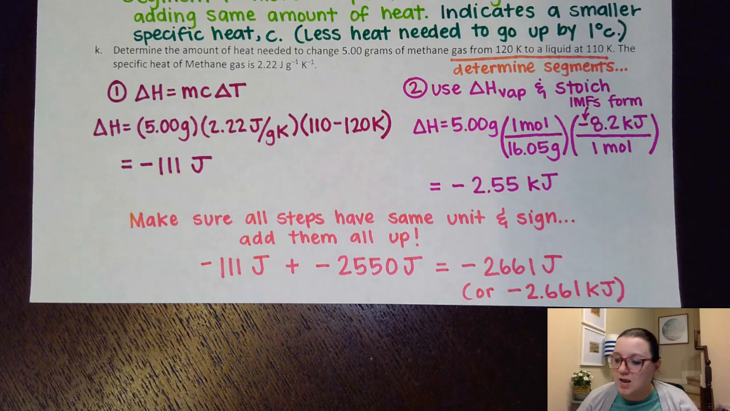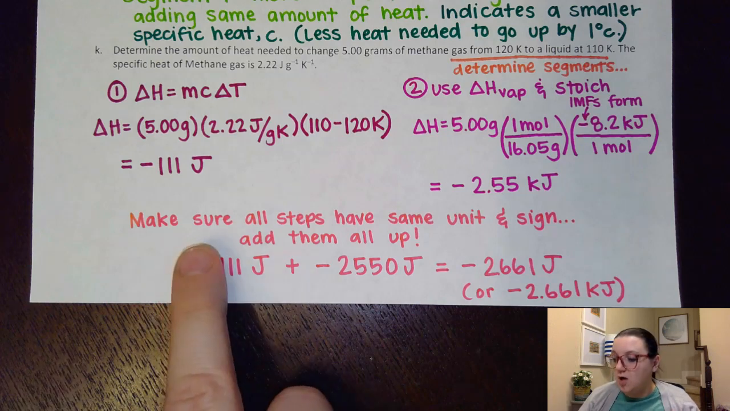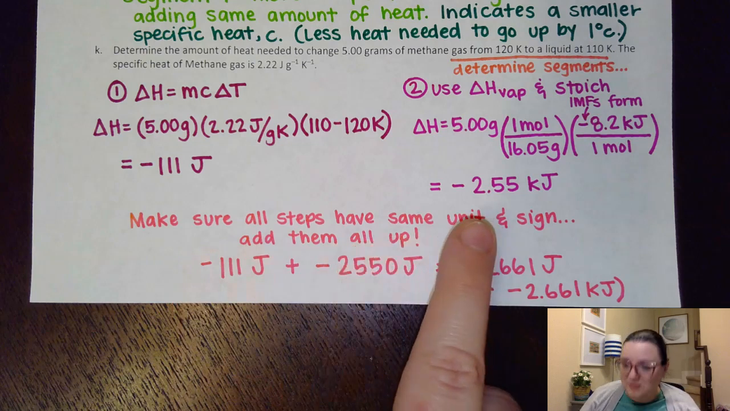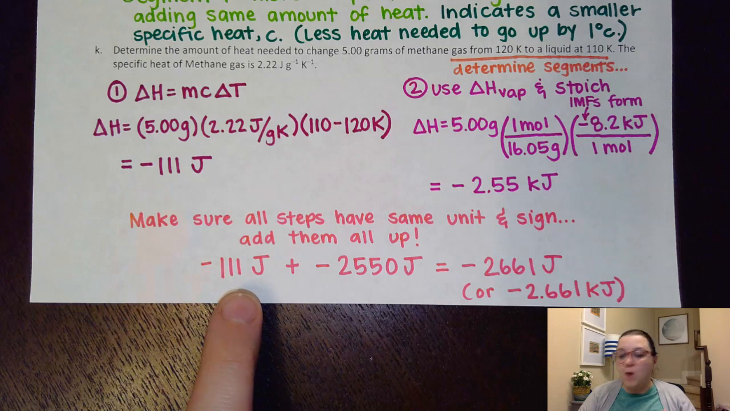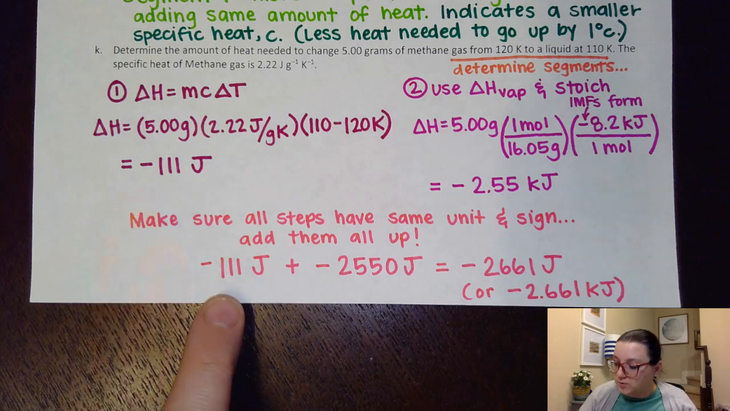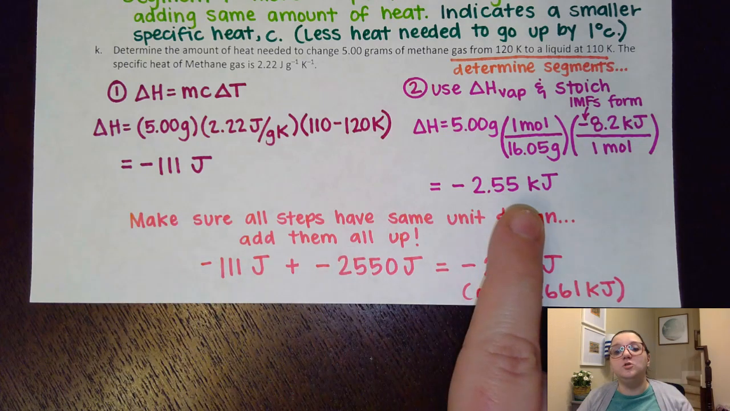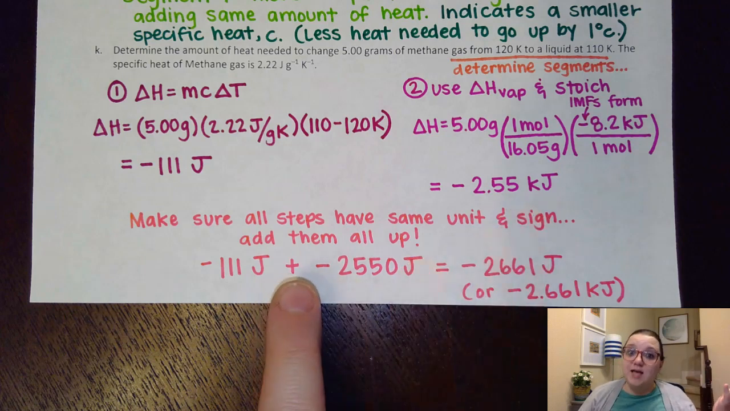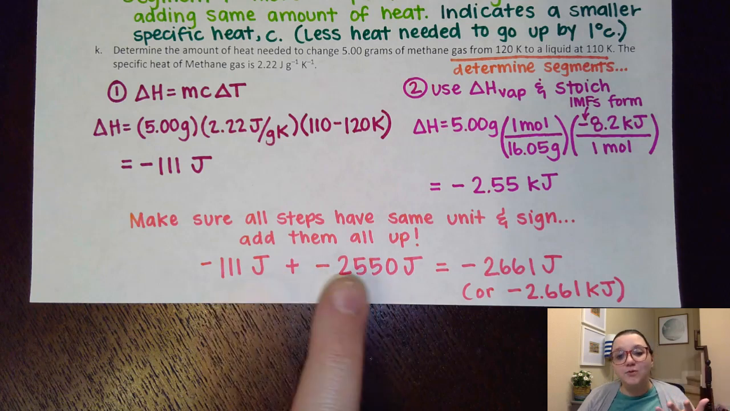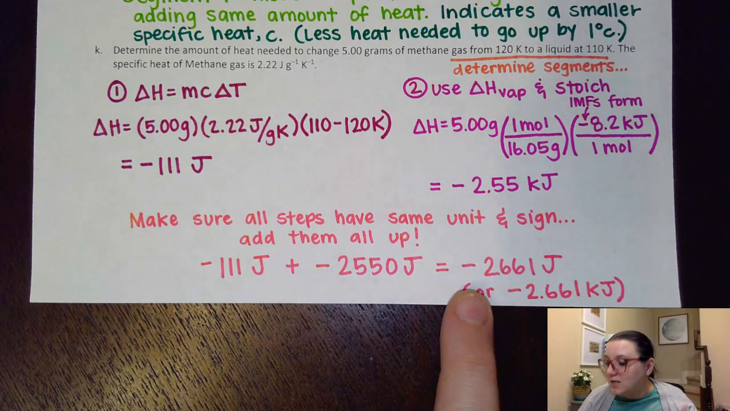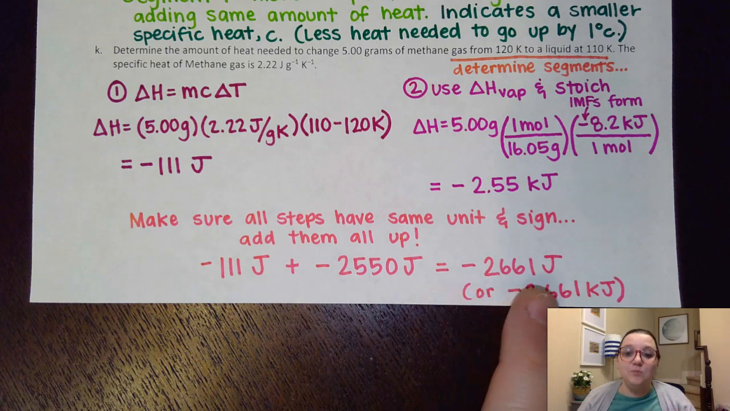So when I go to add up these segments at the end to get the total heat change associated with that change that I made on the graph, I want to make sure all steps have the same unit and sign. So you notice I chose to do this in joules, so I left the negative 111 joules, and then I converted the 2.55 kilojoules into joules, but I left its negative there for that exothermic step. So then I just simply add those together, and that gets a negative 2,661 joules.